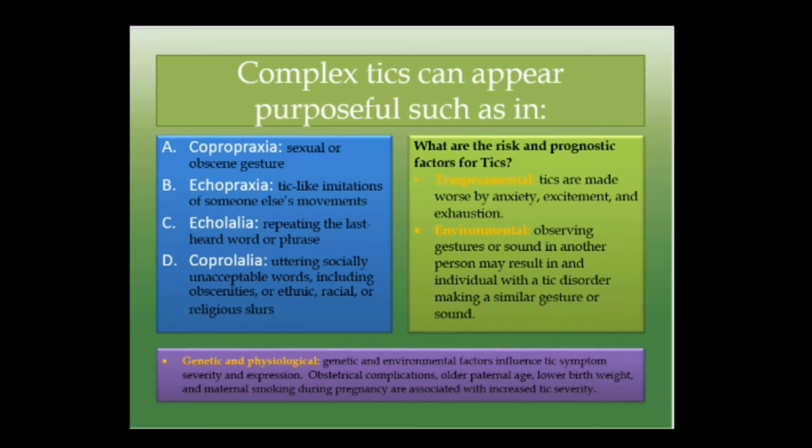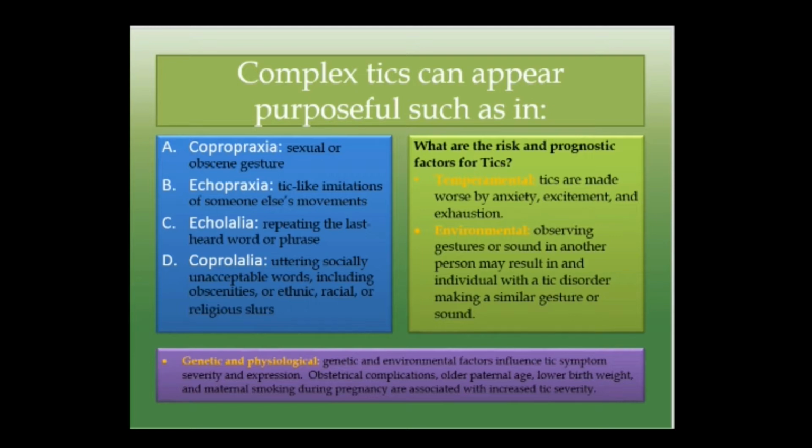And lastly, fourth, we have coprolalia. This is where one utters socially unacceptable words. Mostly they will include obscenities. There will be those who engage in ethnic, racial, or religious slurs where they cannot just stop. Those are examples of the complex tics that may appear purposeful.